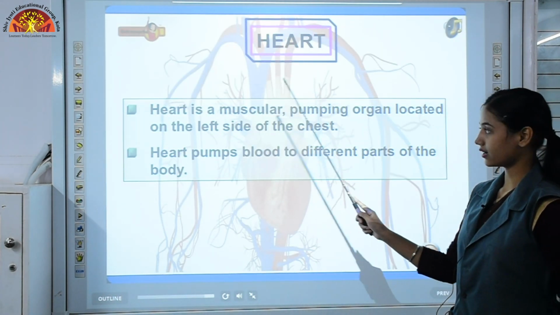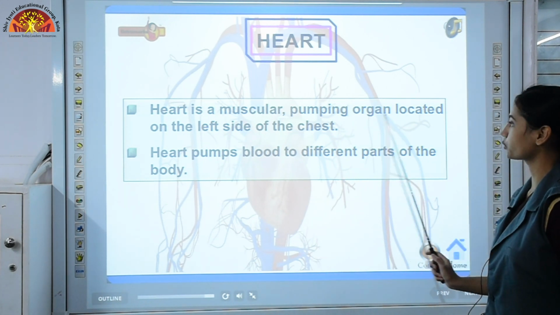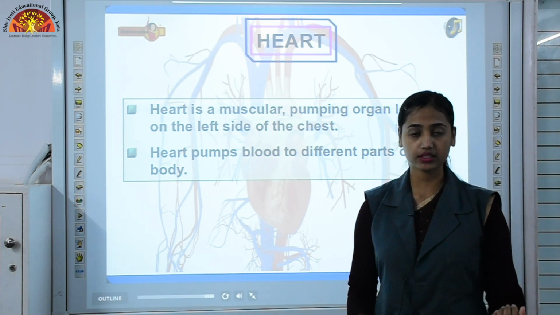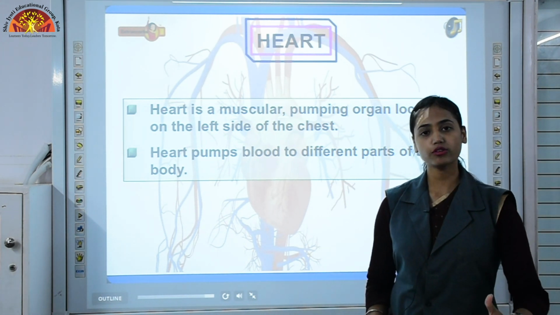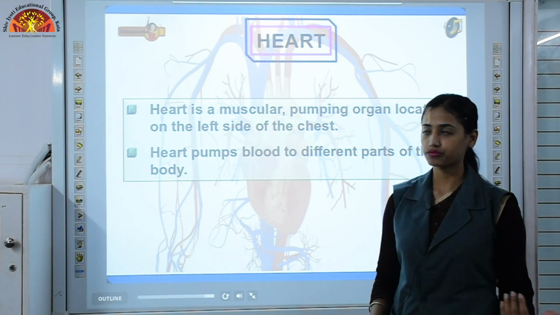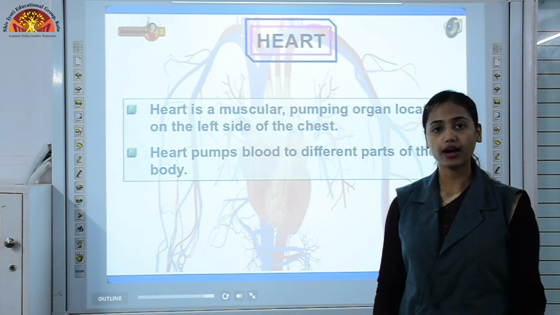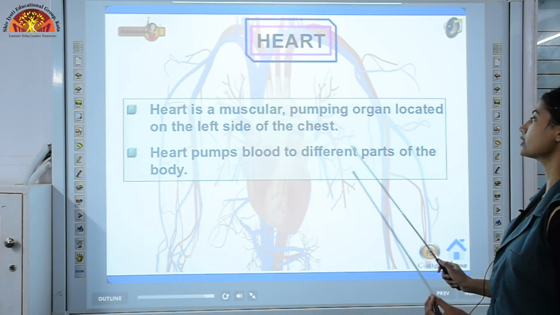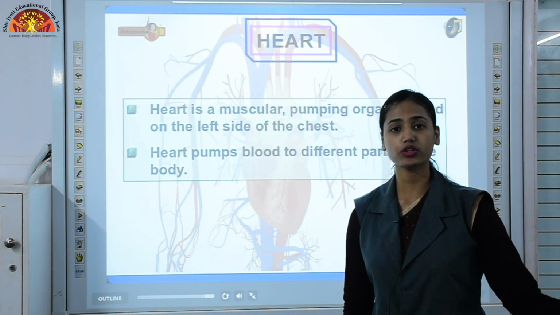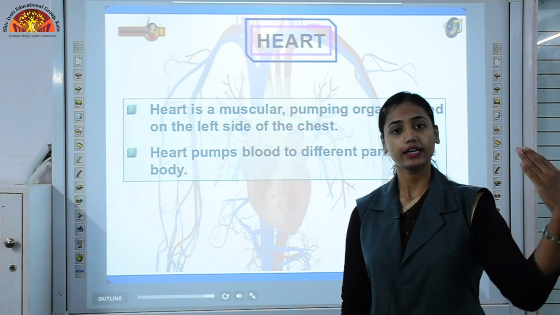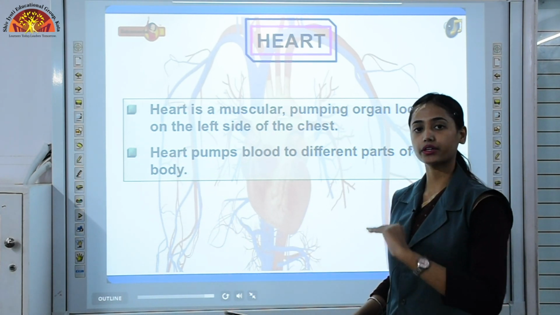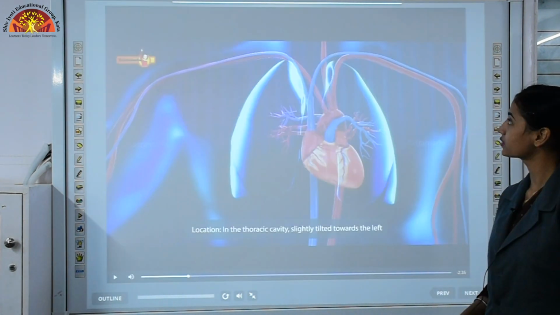The next component, heart, is a muscular pumping organ located on the left side of the chest. As we know, heart is situated on the left side of our chest cavity, because the bottom of the heart is slightly tilted towards left. So we say that heart is present on the left side. And what is the function of heart? It pumps blood to different parts of the body. As I compared it with that electric motor, the function of motor was to pump water to different stories of a building. Here the function of heart is to pump blood to different body parts.